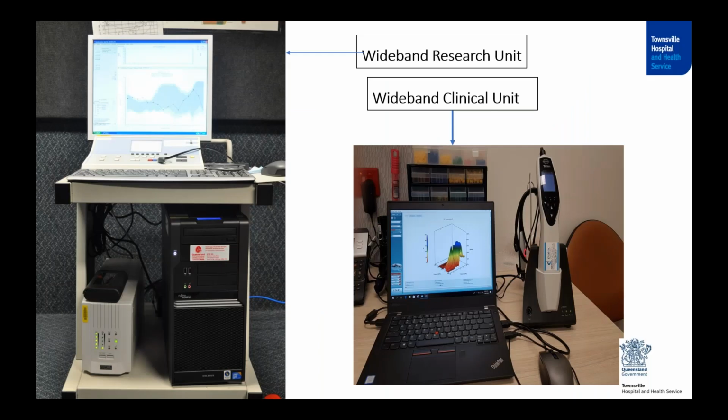To give you a background, the figure on the left is the research equipment. When the wideband absorbance started, this is how the equipment would look. And this is what we used to collect a lot of our initial research with newborn infants. It was very bulky equipment. We had to go from the second floor to the ground floor, pushing this huge, heavy equipment. Later on, they released the wideband clinical unit, which you see on the right side, which is much sleeker and much more manageable. The clinical unit is much more user-friendly compared to the research unit.